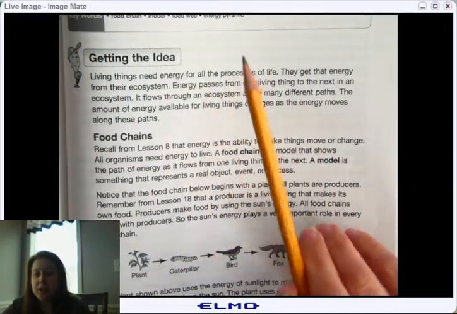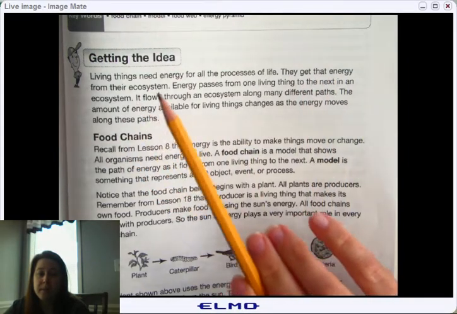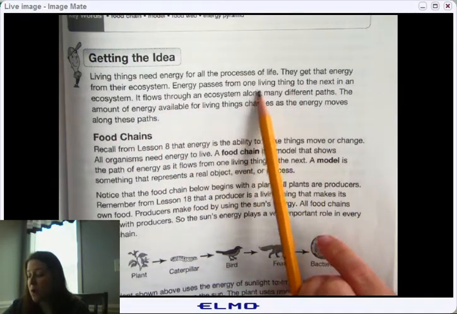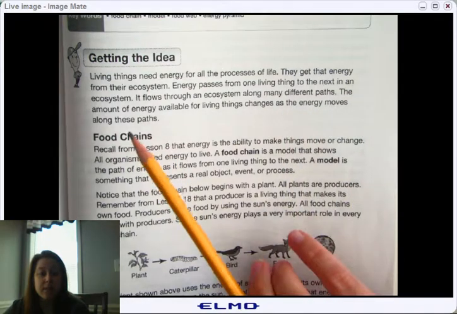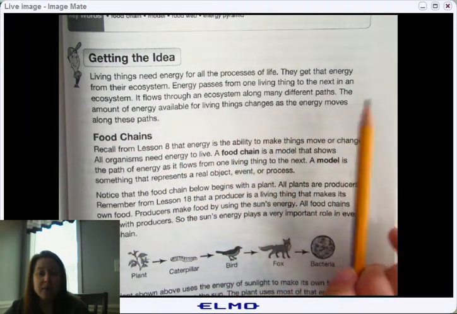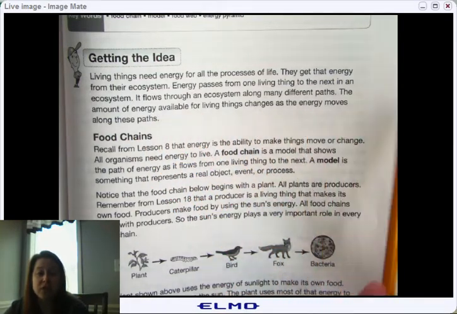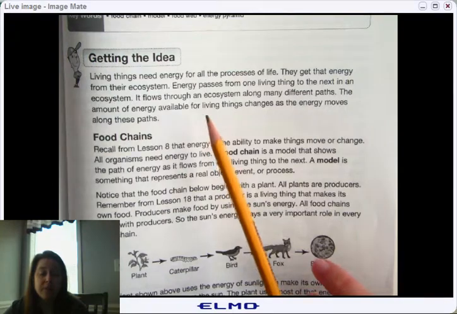Living things need energy for all the processes of life. They get that energy from their ecosystem. Energy passes from one living thing to the next in an ecosystem. It flows through an ecosystem along many different paths. The amount of energy available for living things changes as the energy moves along these paths.